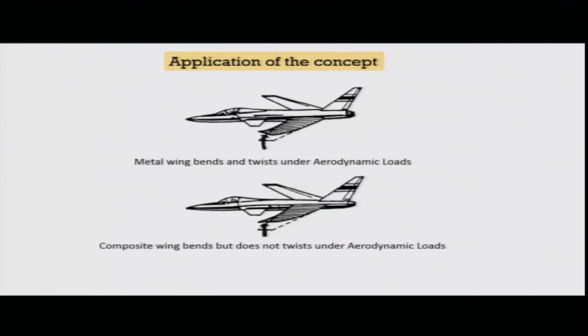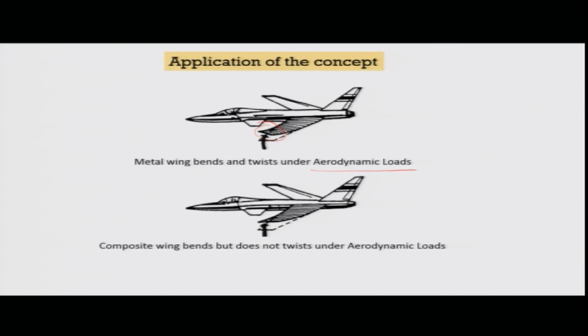There is a beautiful application of this concept. The conventional aircraft, the metallic wings of this aircraft, for example, you can see the wing here of a fighter aircraft, and you can see that the wing actually bends and twists at this point, due to the aerodynamic loads. Now, how can we make a situation that it will bend, but it will not twist?